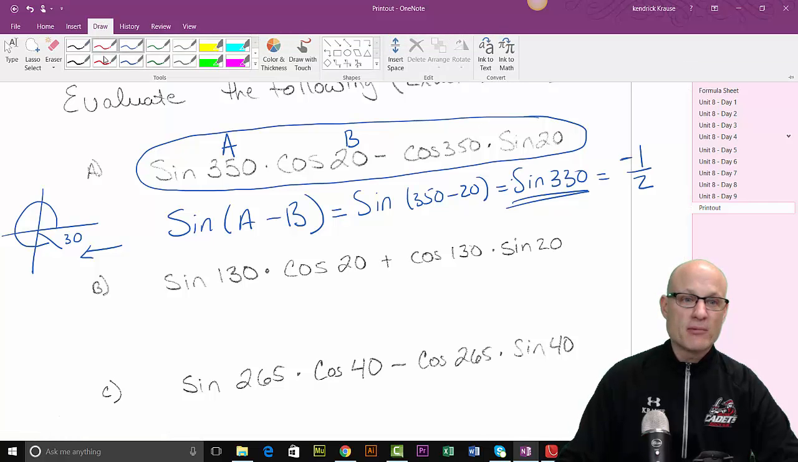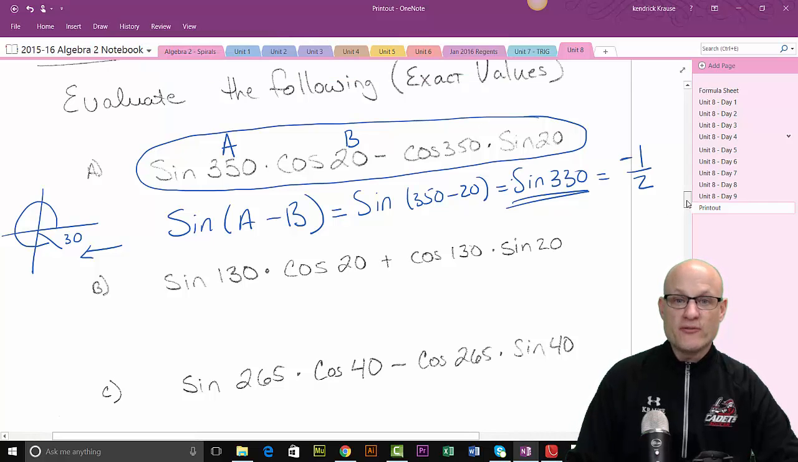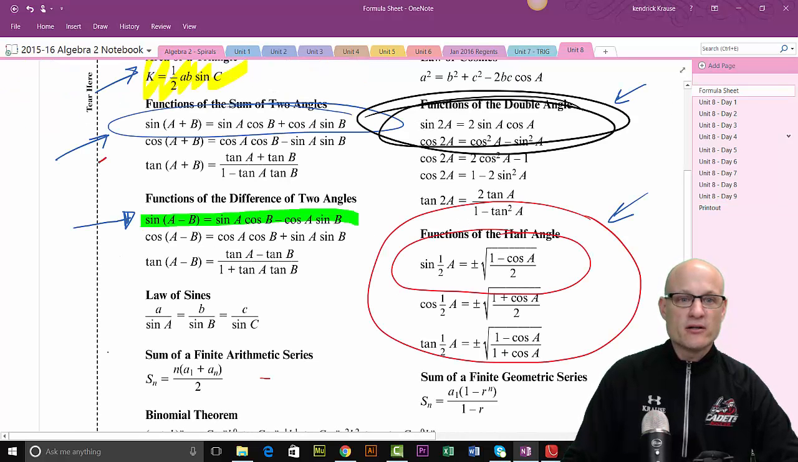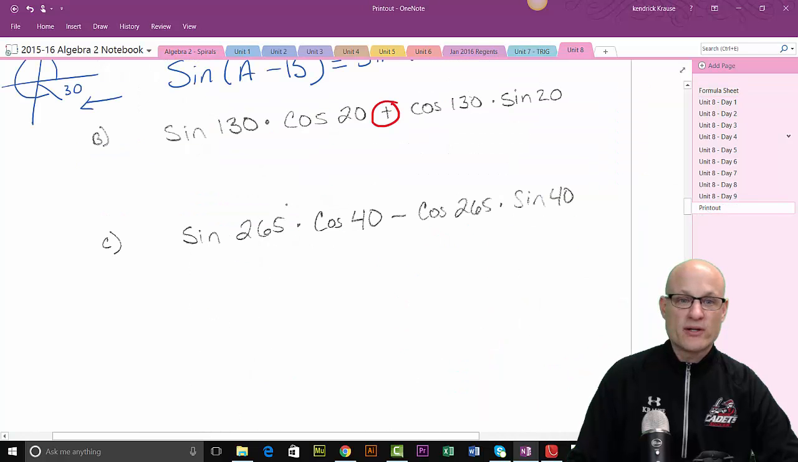Let's take a look at the next problem. Just pause it. See if you can figure it out. Don't watch me. Pause it. Oh, plus. Let's look at our formula sheet. Oh, here it is right here. Sine A cosine B plus cosine A sine B. That's that formula. So what this is really saying is, what is the sine of 130 plus 20?